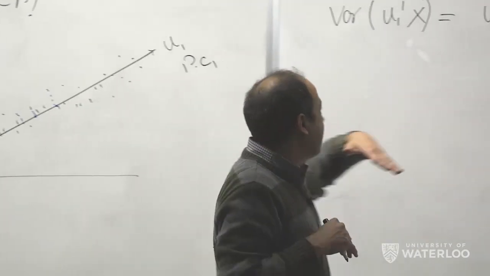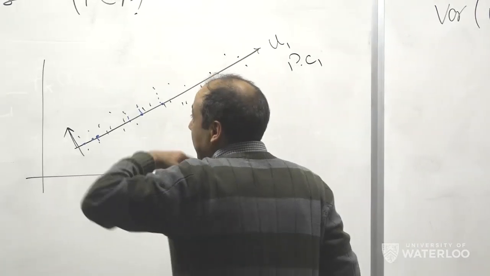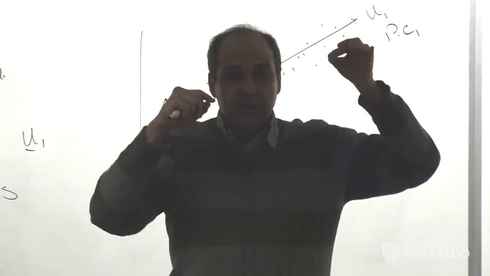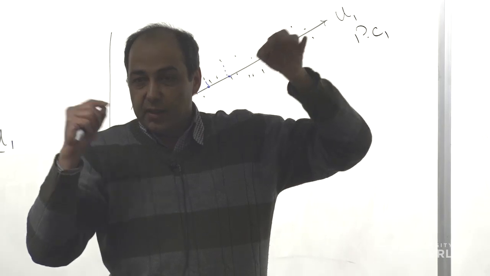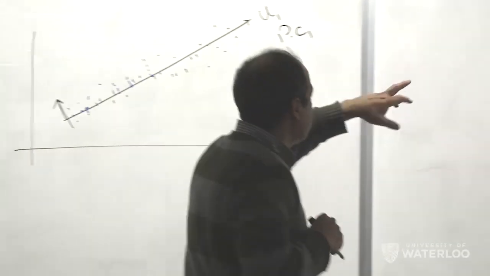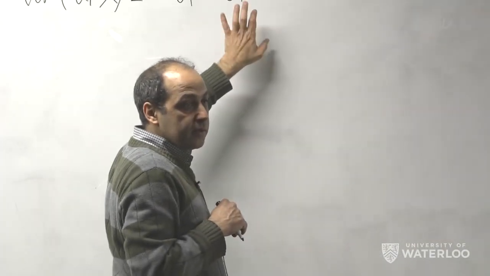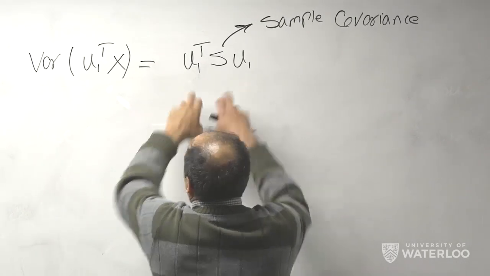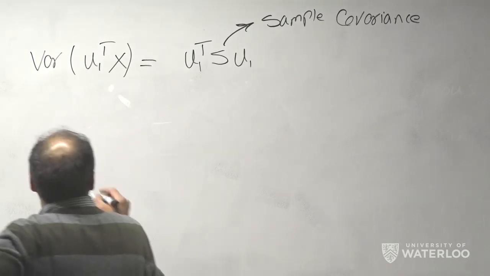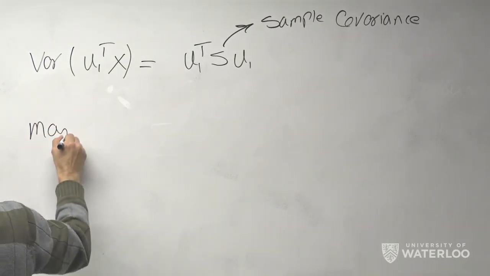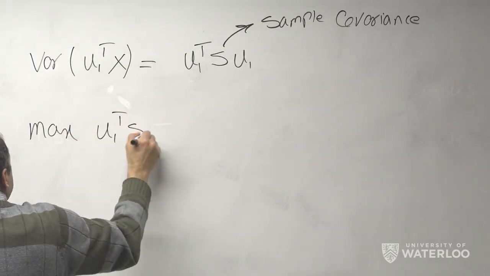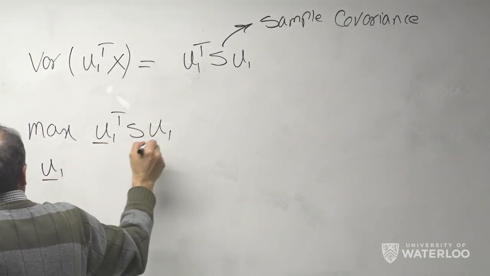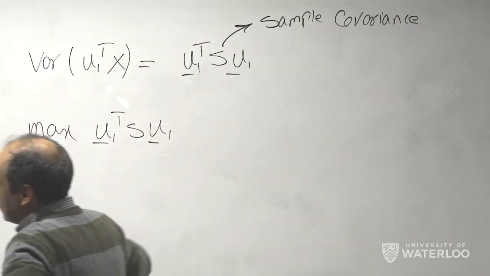Everything is one-dimensional because x was d by n, U is d by 1, so U transpose is 1 by d. So it's 1 by d, d by d, d by 1. So it's going to be a scalar. So this is my variance, and I want to maximize it. So basically, I'm looking for U which maximizes this. So this is unknown.